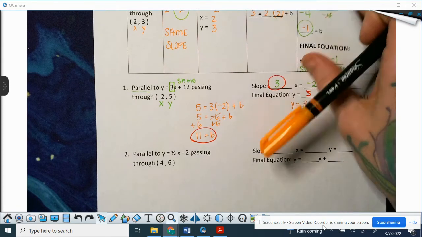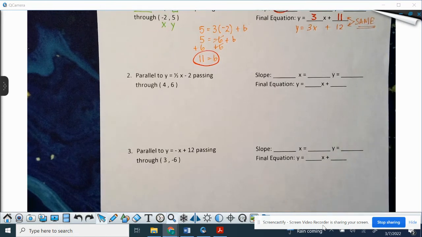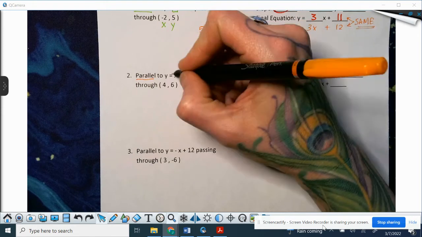So we're going to try number 2. And if you're feeling froggy, pause it and try it yourself. There's only 4 total, so might as well start now. So parallel, that means we're going to have the same slope.